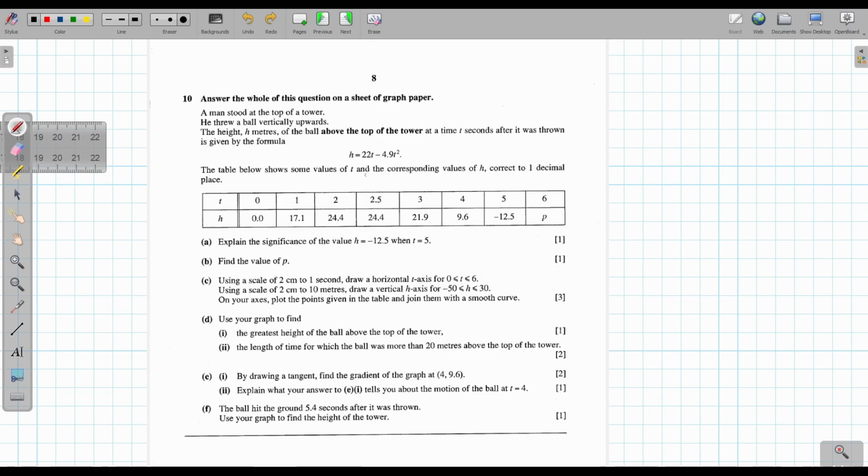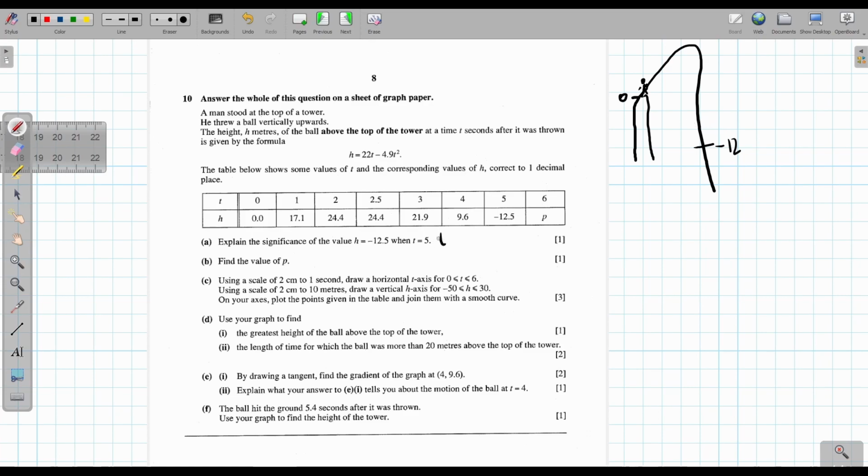The table below shows some values of t and the corresponding values of h. So the height at whatever seconds, correct to 1 decimal place. Explain the significance of the value of h minus h. So the height is negative 12.5 when t is 5. They told us that he's standing on top of a tower, right? The man is here, and then he throws a ball. It goes up, but then it goes down. And if we assume that the man is at 0, that means when it's 12 meters below that, it's going to be actually minus 12.